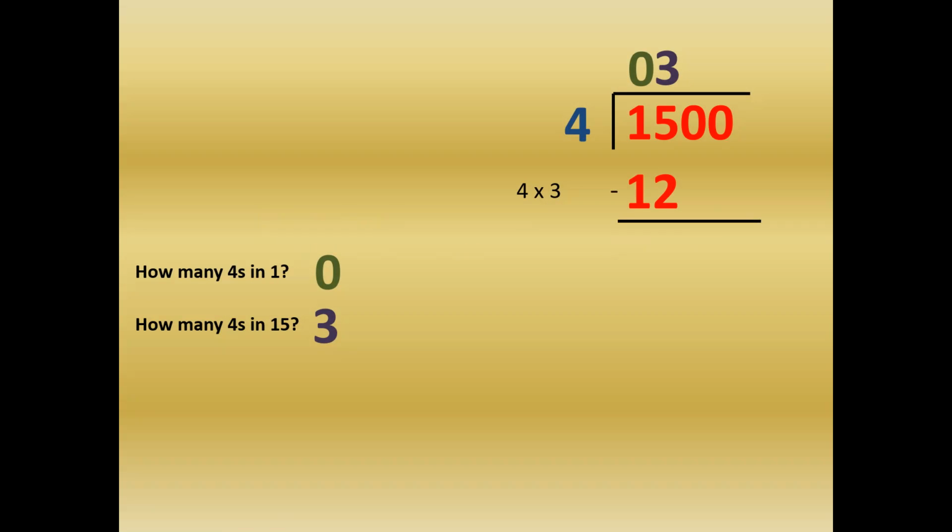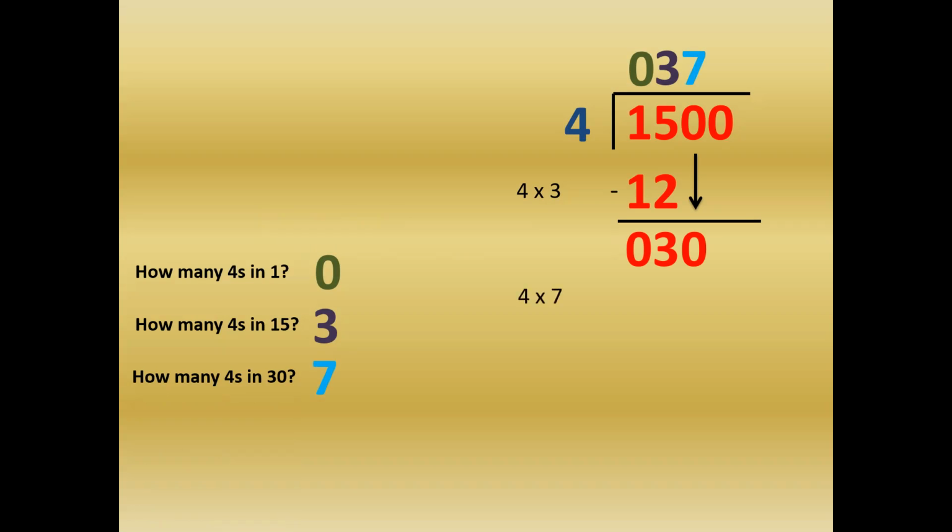Then we subtract the 2. So 15 minus 12 is equal to 3. Then we have to take down our 0, so it becomes 30. And how many 4s are in 30? 7. So let's put a 7 above the 0.